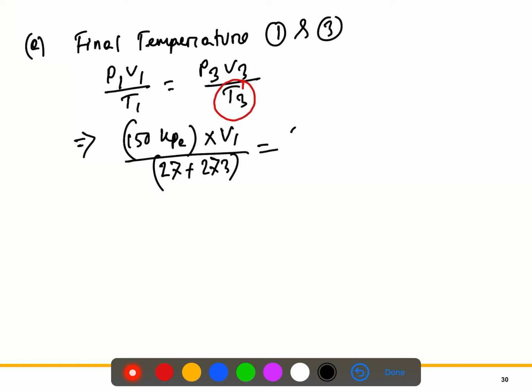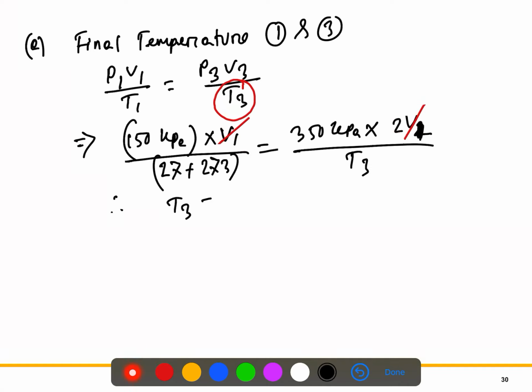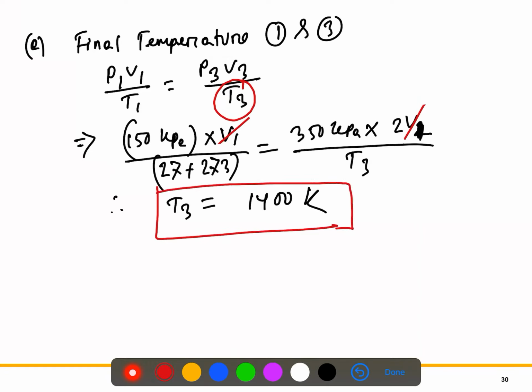V3 is actually 350 kPa, and V3 will be double, so 2V2, okay, and then T3. Then what you can do, guys, you can simply eliminate this term, so it should be 2V1, not 2V2. So you can eliminate this V1 and V1, so it should be 2. And if we do some simple calculation, this T3 will be 1400 Kelvin. So this is actually the final temperature, T3.